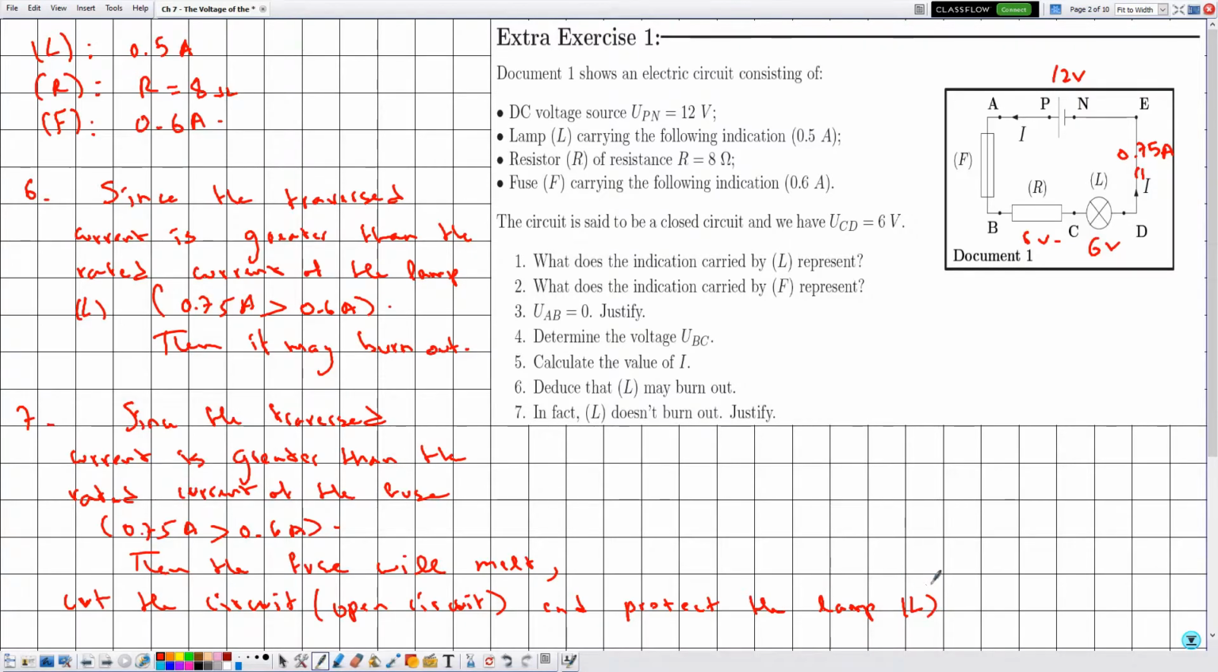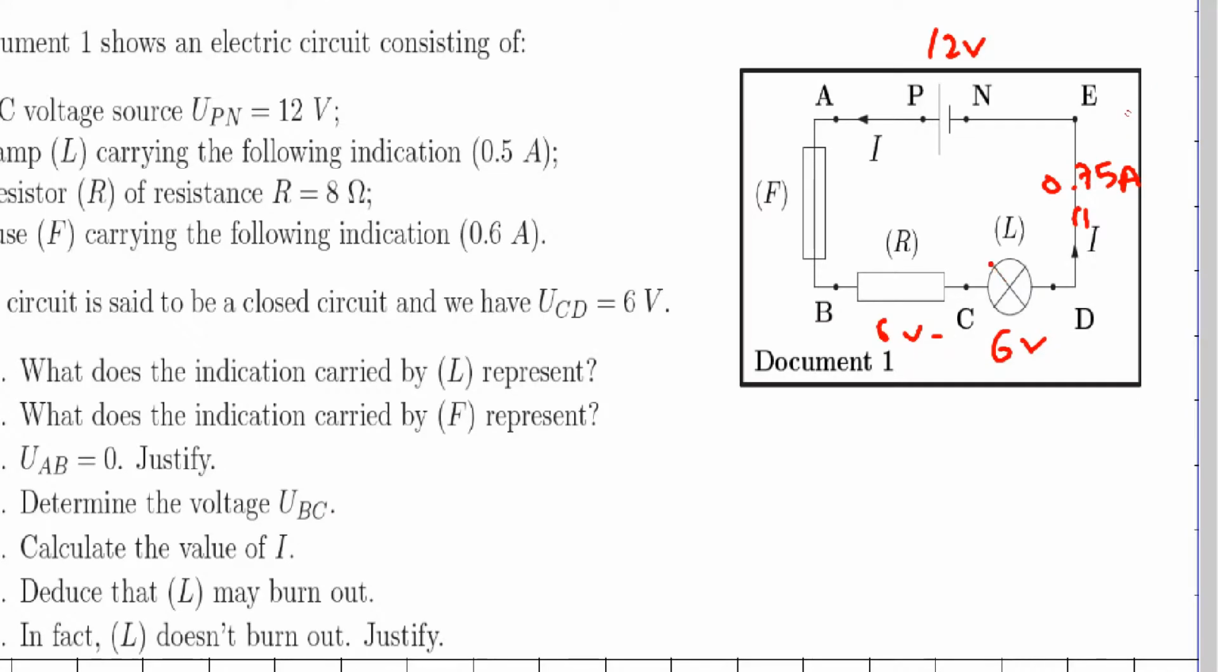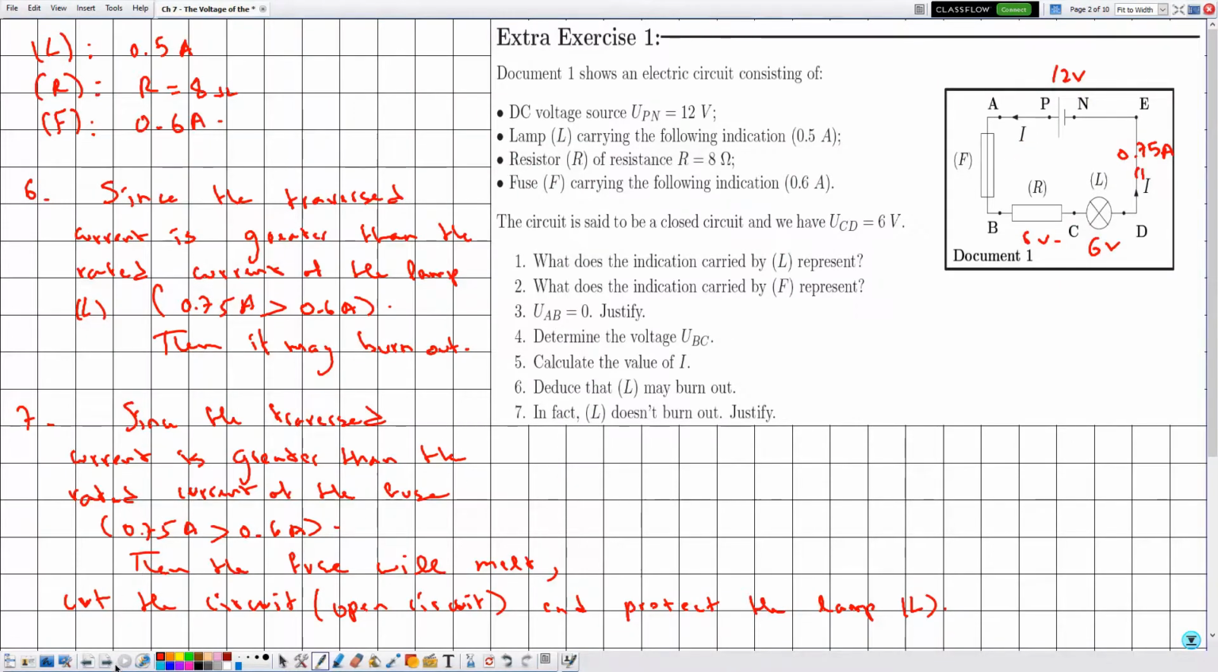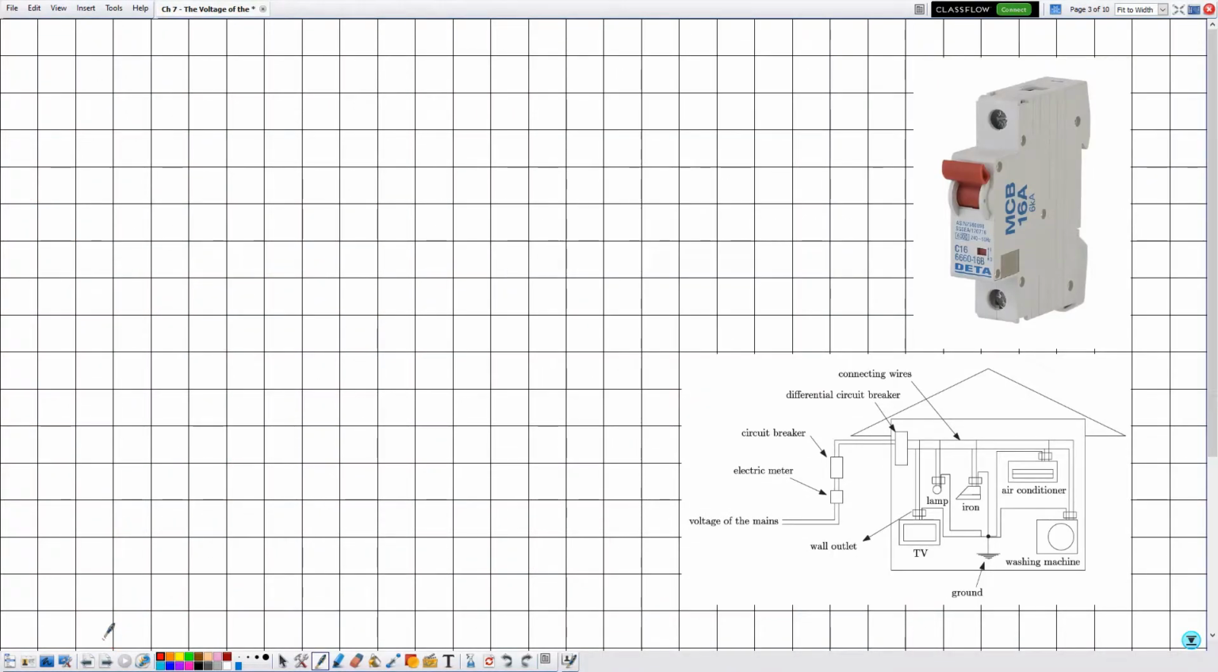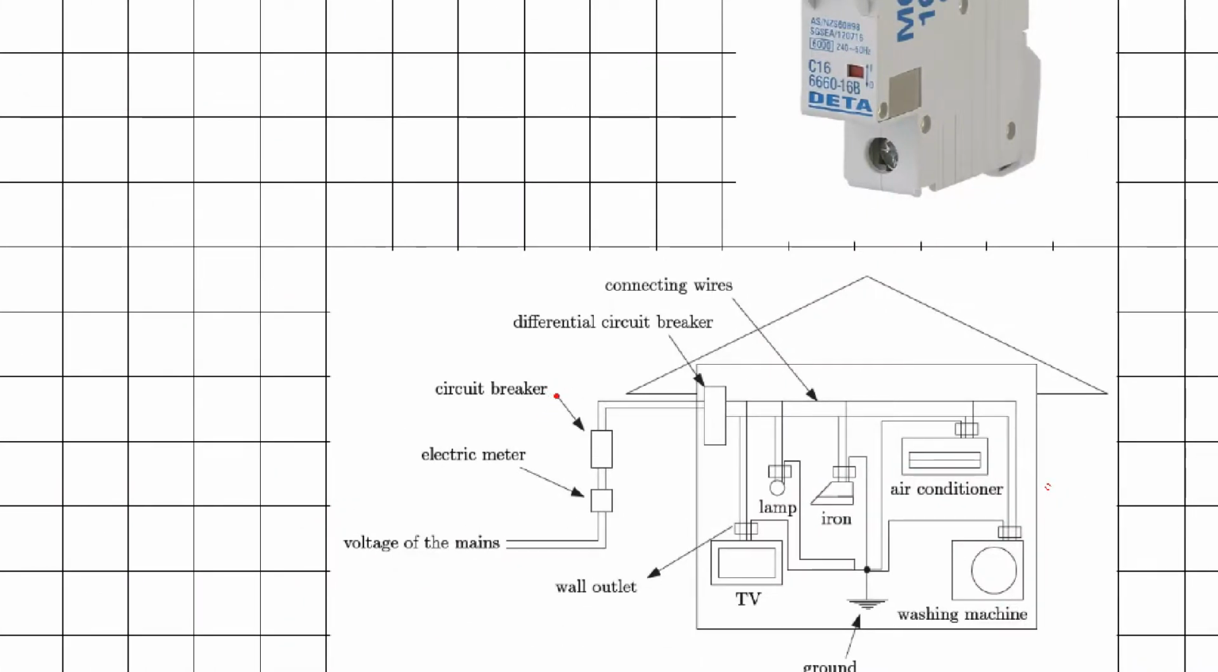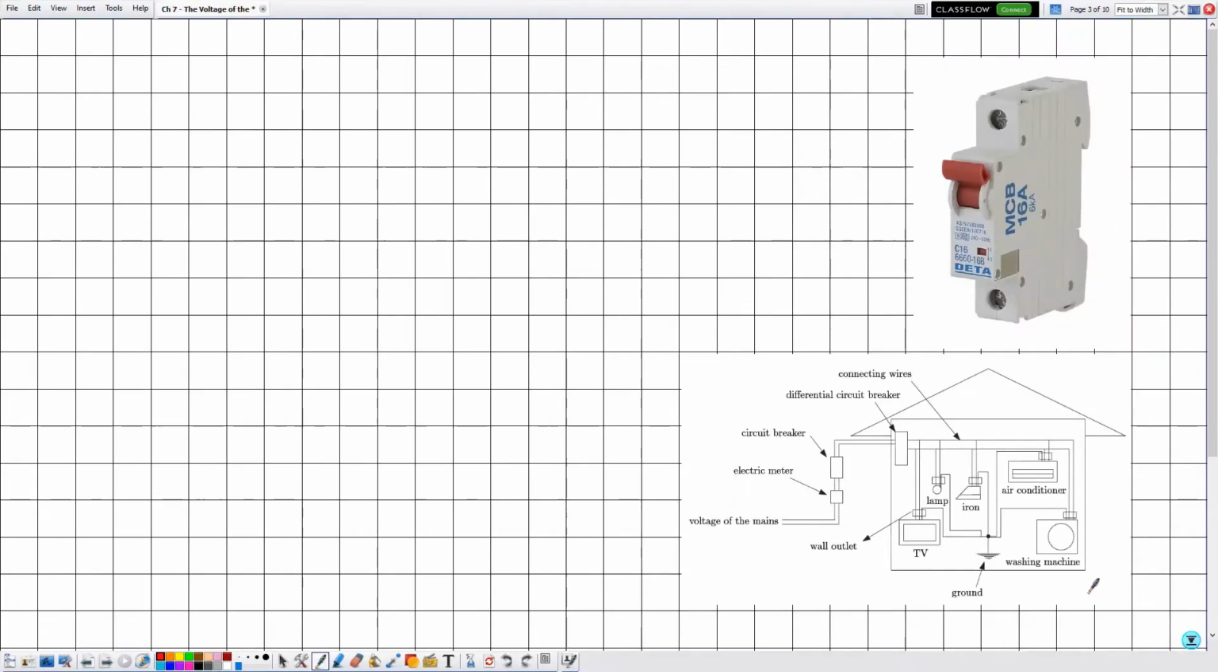Okay, so usually we are supposed to say that the lamp will burn out and the exercise ends at that point, but now the presence of the fuse protects the lamp from burning and it will cut the circuit. And now let's move to the other section, which is section number 6, the circuit breaker. Previously we have mentioned the circuit breaker in this document, if you remember, in part 1. Now let's discuss what a circuit breaker is.